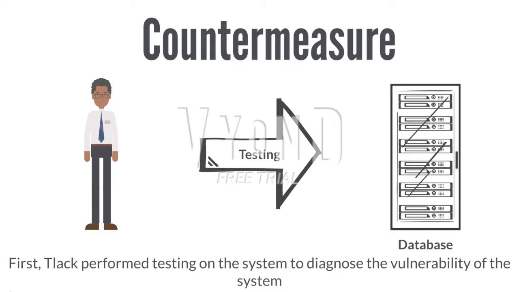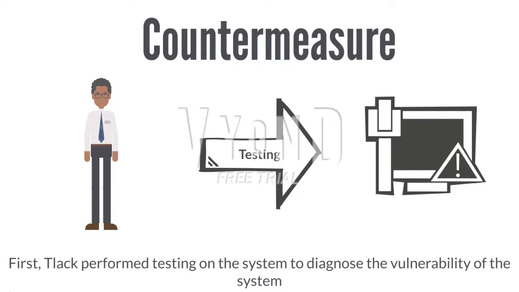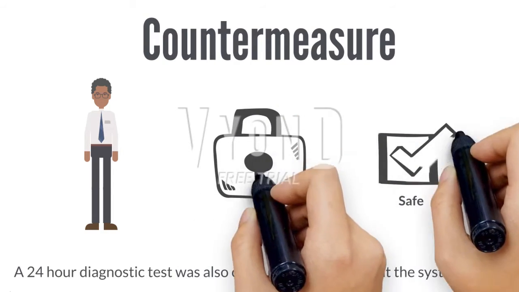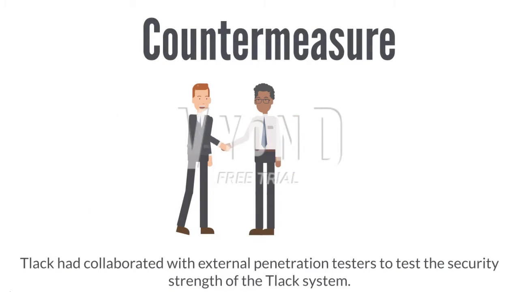First, Slack performed testing on the system to diagnose the vulnerability of the system. A 24-hour diagnostic test was also conducted to ensure that the system is safe. Slack had collaborated with external penetration testers to test the security strength of the Slack system.